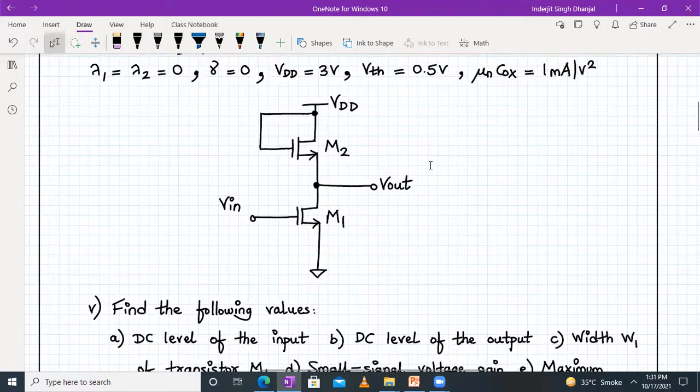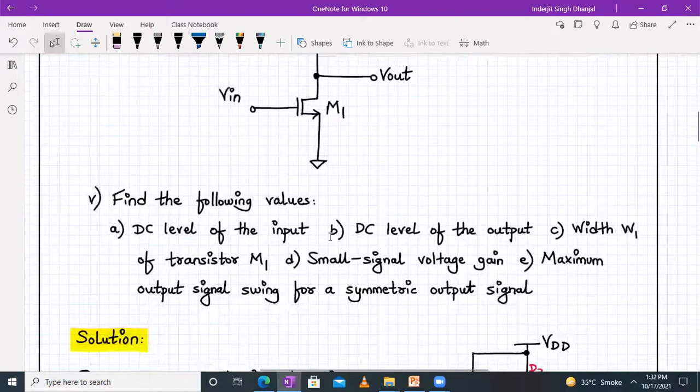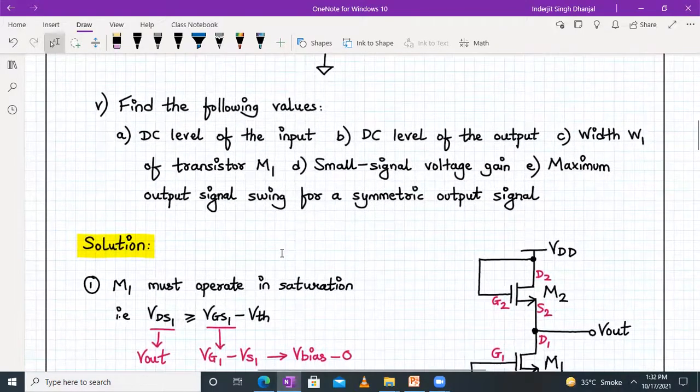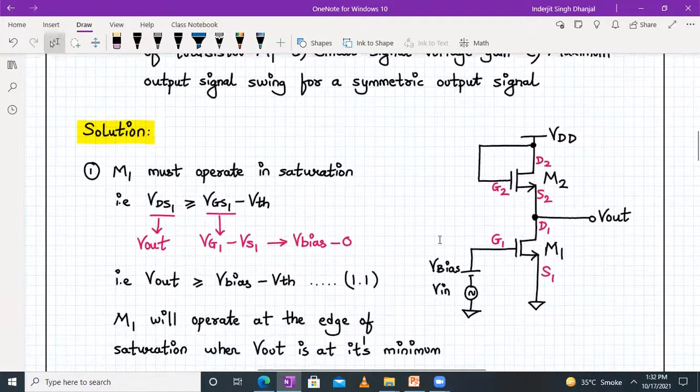So let's begin with the analysis. This is basically a straightforward NMOS diode connected MOSFET amplifier. First we have to find the DC level of the input. I have marked various nodes here: drain 2, gate 2 and source 2, drain 1, gate 1 and source 1. I have deliberately not shown the body terminal, because the body effect is ignored, so there is no meaning in showing it.